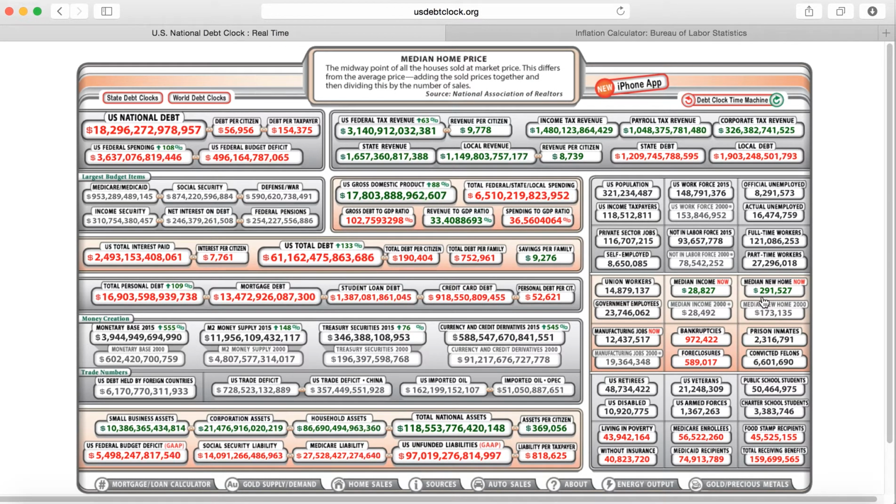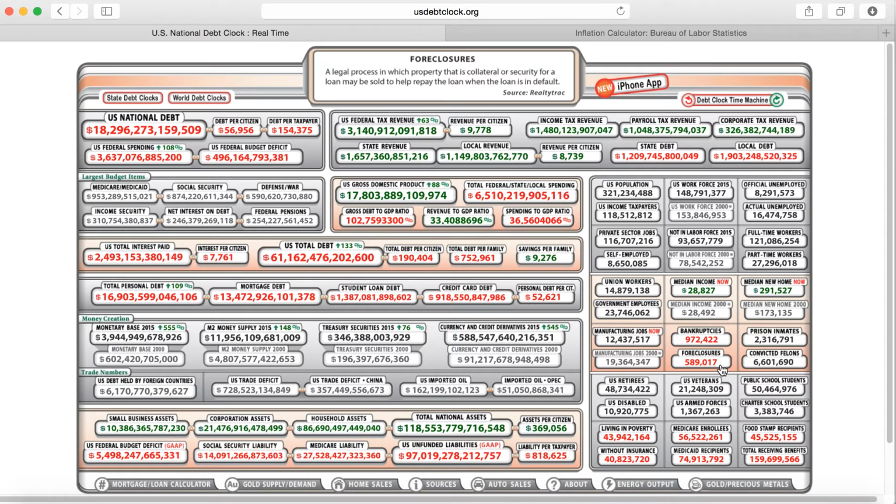173,000 up to 291,000 as the median home price has been increasing. We have the number of prison inmates. We have 2.3 million prison inmates right now. We have almost 600,000 foreclosures, almost a million bankruptcies happening in the United States. We have 6.6 million convicted felons.